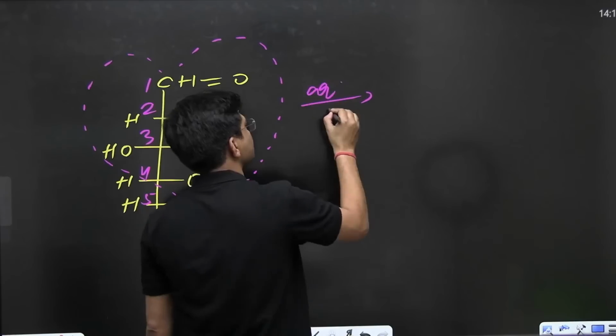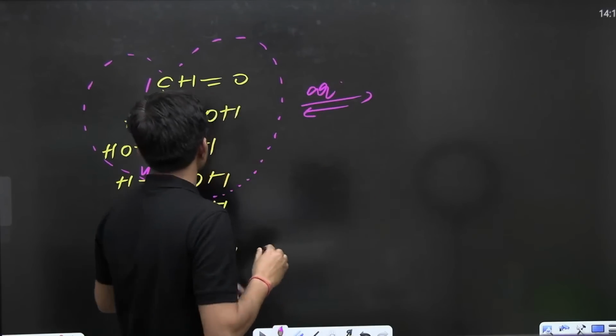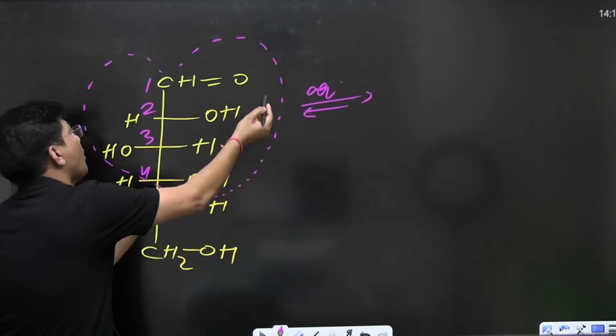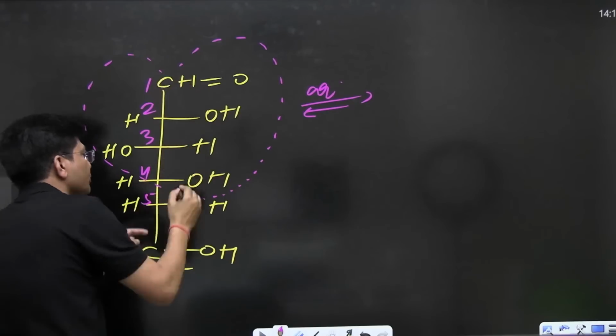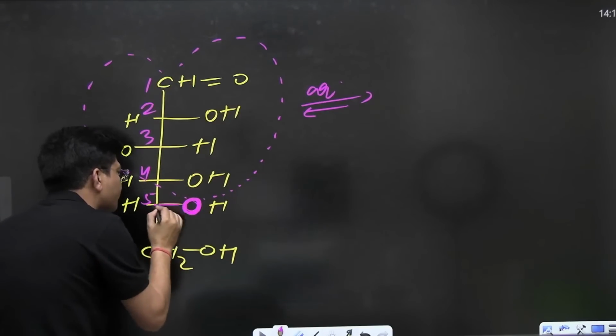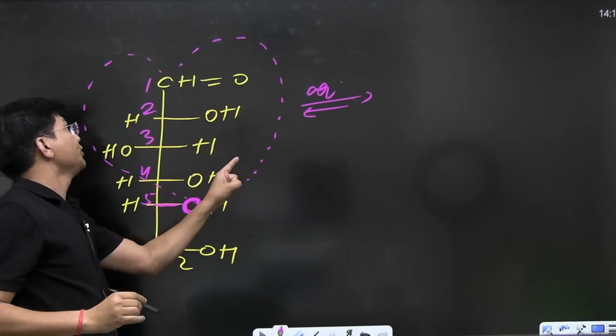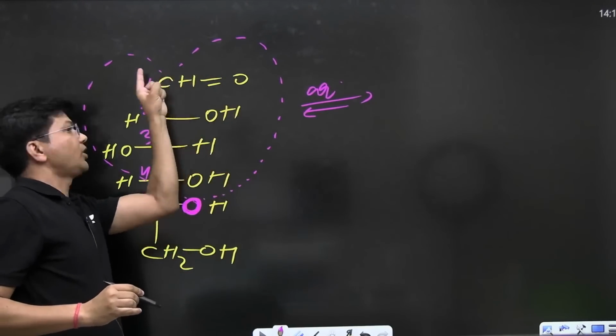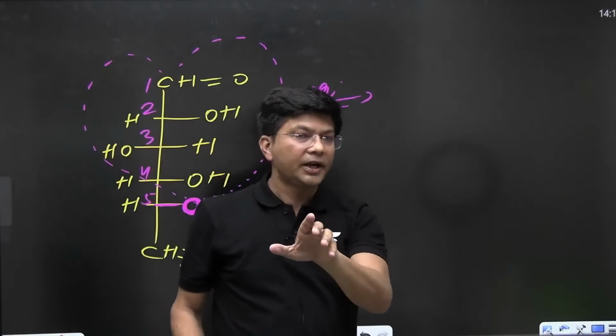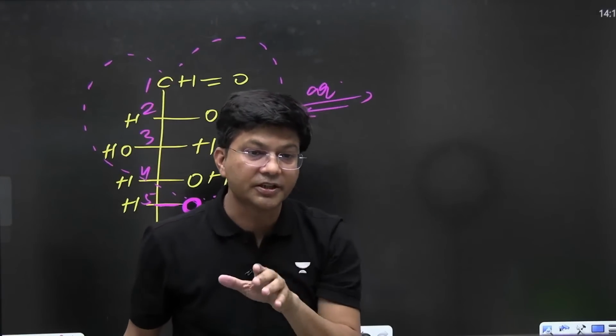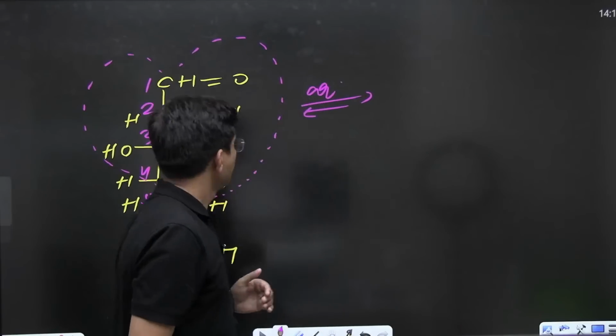In aqueous solution, that is a reversible reaction. See, this oxygen is going to form a bond with this carbon also. This is permanently on this 5th carbon, but this is going to form a bond with the 1st carbon also. Are you getting my point? My dear students, just let me know in the chat section. Are you getting my points?